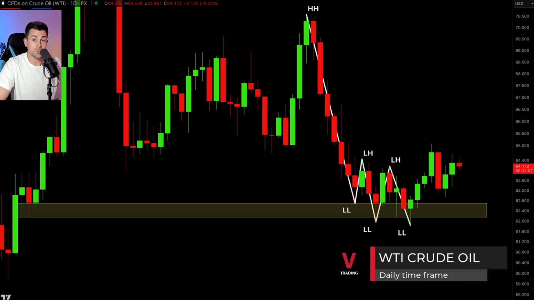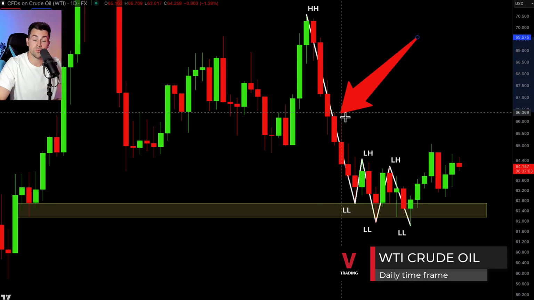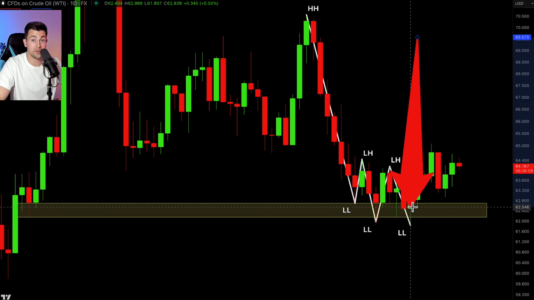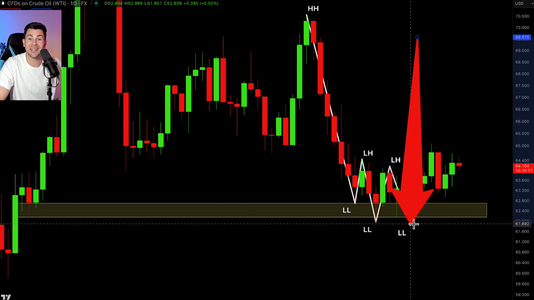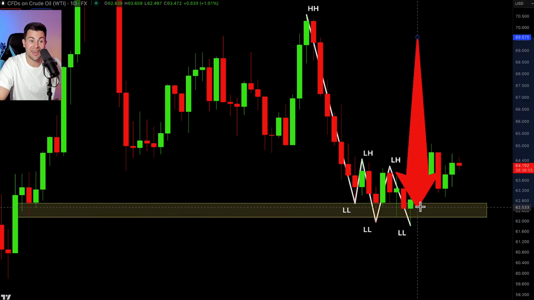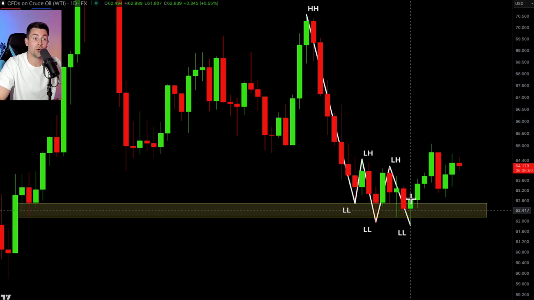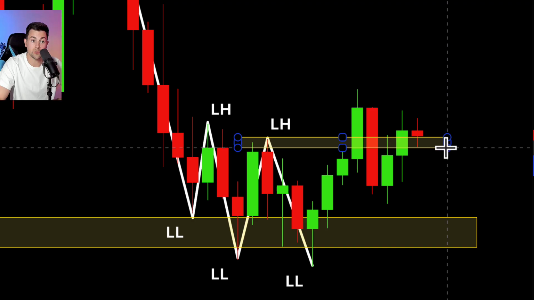Look at this strong bearish trend on a WTI crude oil in a daily time frame. The market was falling rapidly, and then we reached our significant demand zone. We got a liquidity grab beyond that, and then the market started to recover. The price went up and our bearish order block zone was broken.